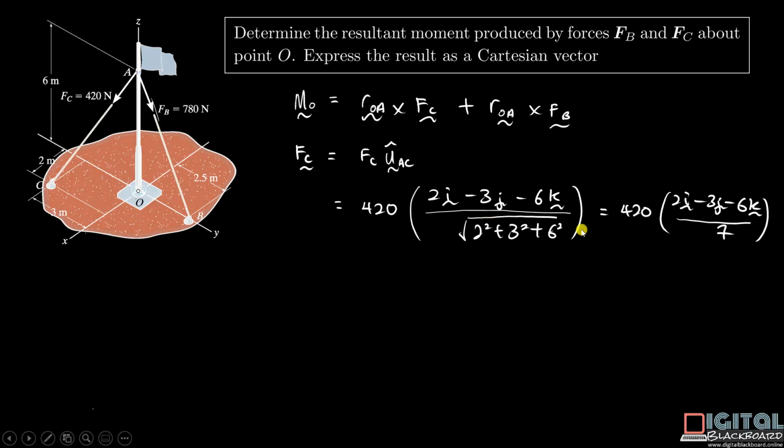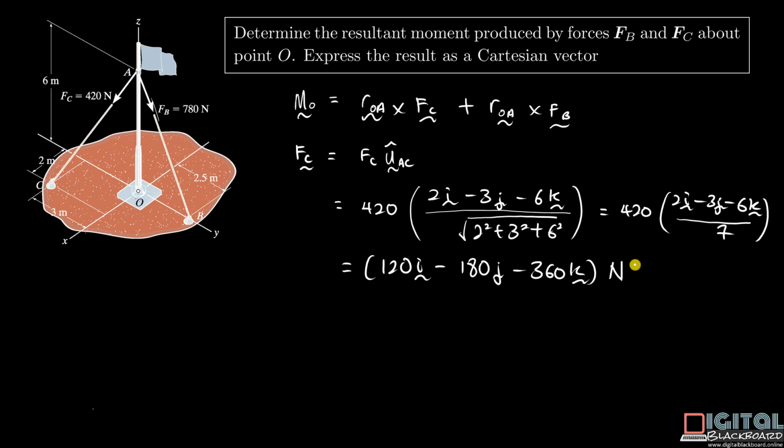So we just enter the answer here, equal to 120i minus 180j minus 360k, not forgetting the units is in newtons. We are going to do the same thing for our force FB pointing from A to B. So the same procedure applies.